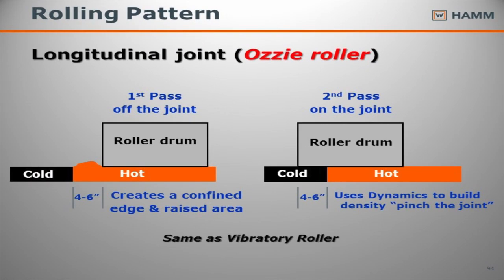What we can do with oscillation and an offset, we can do it all in one pass. Front drum here, rear drum's offset, rear drum's running oscillation, front drum's in vibration. We get full compaction effort across that drum.